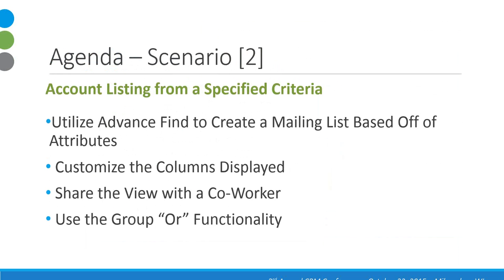For scenario 2, we're going to do an account listing from specified criteria. Again, we're going to utilize Advanced Find to create a mailing list based off of specific attributes, customize the columns displayed, save the view and share it with a coworker, and then use the group or functionality.